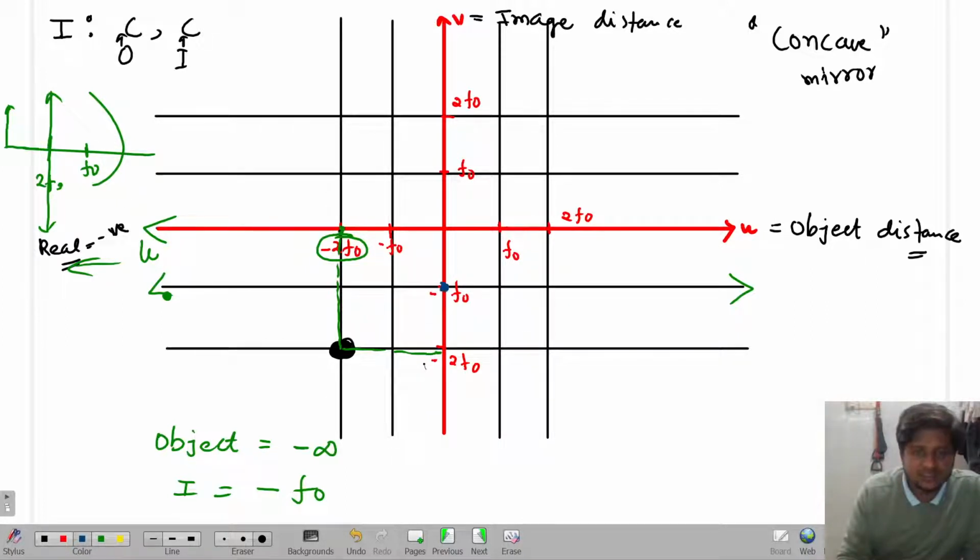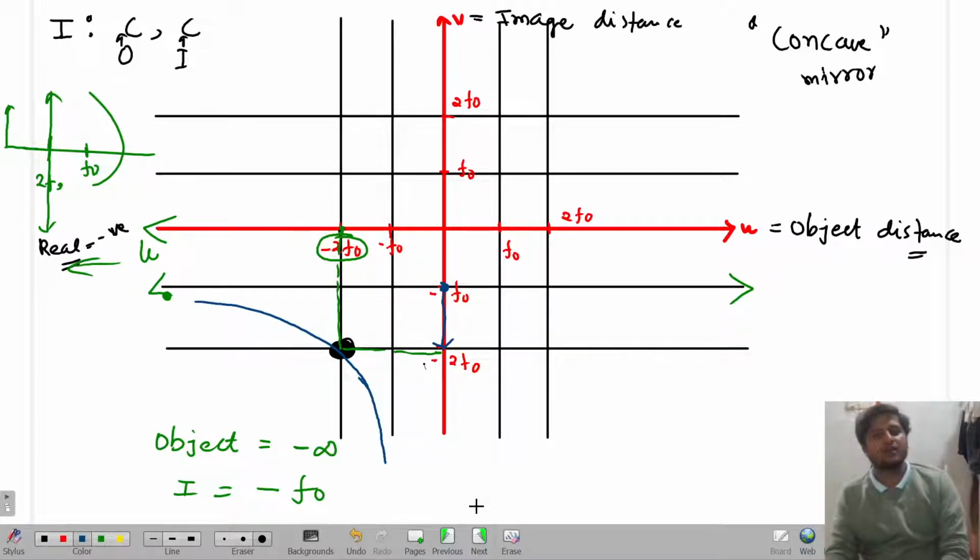The image distance is increasing from minus of f naught to twice of f naught. But how to draw this diagrammatically? What will happen? So I'll have to draw it this way or not? Tell me yes or no. What kind of curve will I get? I'll get some kind of curve over here. Why am I going to get a curve?